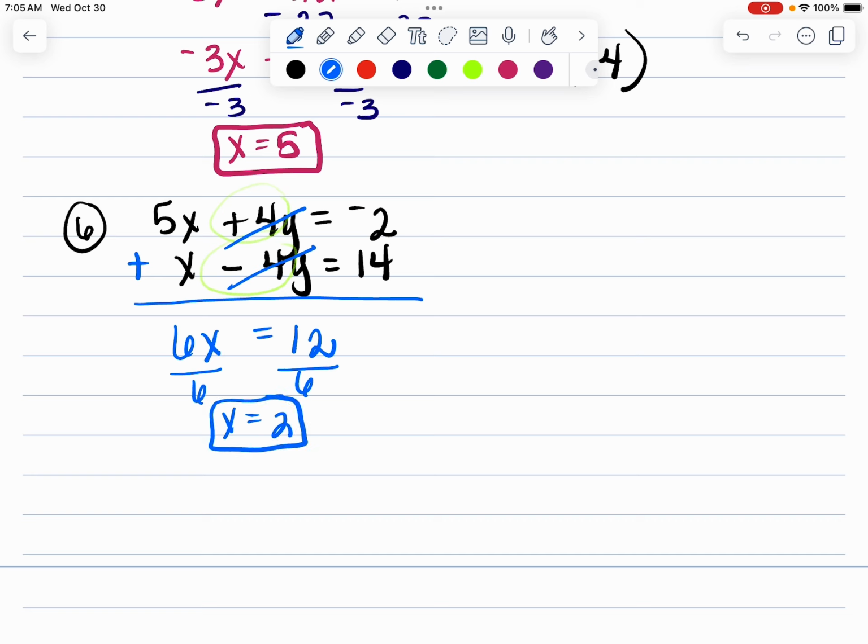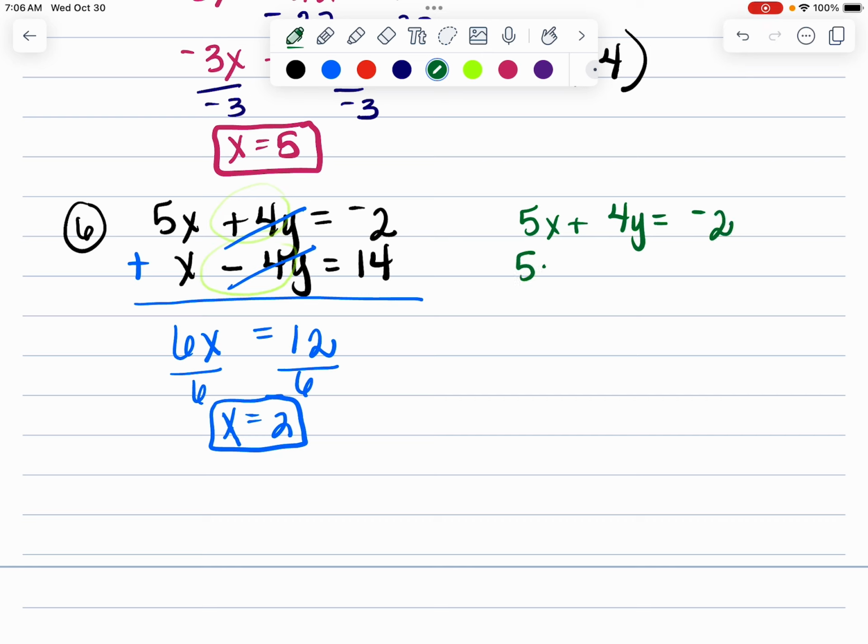Now, as far as finding the y value on this one, it's just kind of which one do you feel like is the easiest? I'm going to choose to use the top equation. 5x plus 4y equals negative 2. It really doesn't matter as long as you do your algebra correctly.